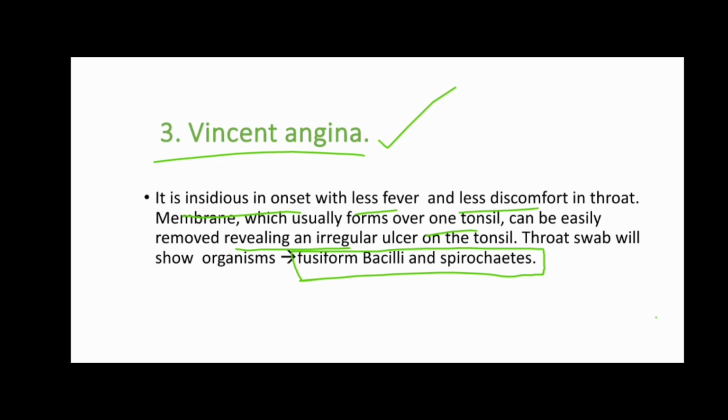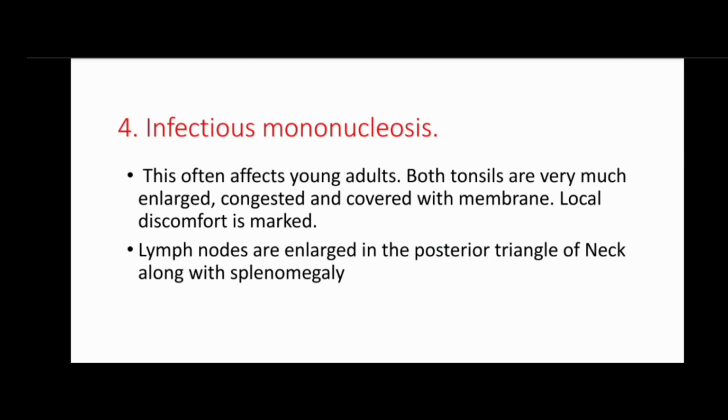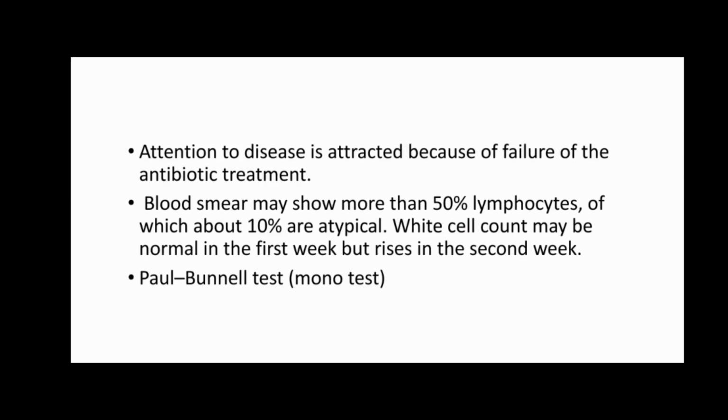And coming to infectious mononucleosis. Infectious mononucleosis mostly affects young adults. Both tonsils are very much enlarged and congested, covered with membrane. Local discomfort is marked because both tonsils are enlarged, congested and covered with membrane. Lymph nodes are also enlarged in the posterior triangle of the neck along with splenomegaly.